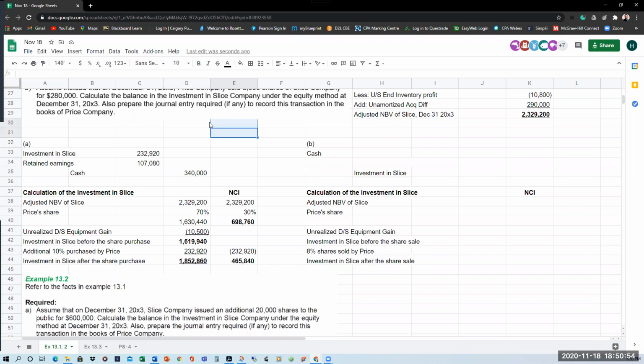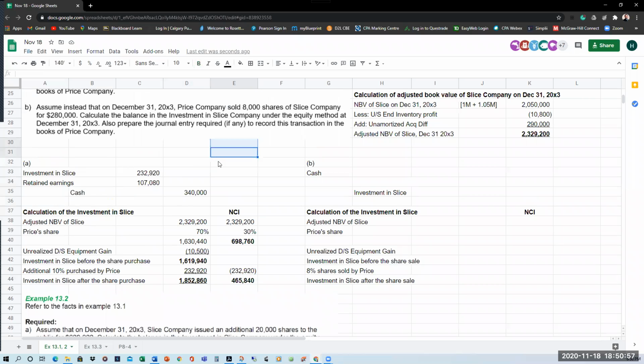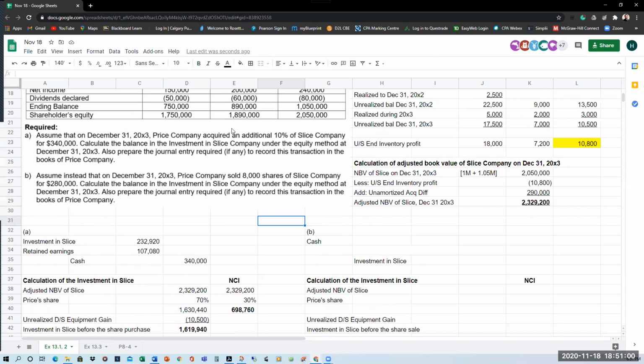Okay, let's look at the converse situation, and maybe it will help solidify the understanding. What if instead of buying shares, Price had sold shares? So Price Company sold 8,000 shares of Slice for 280,000. So what happens in this case? Well, the investment should go down. So you'll credit the investment and debit cash. Well, how much would you debit cash for? 8,000 shares were sold for 280,000. So debit cash, 280,000. Now, how much do I credit the investment account for?